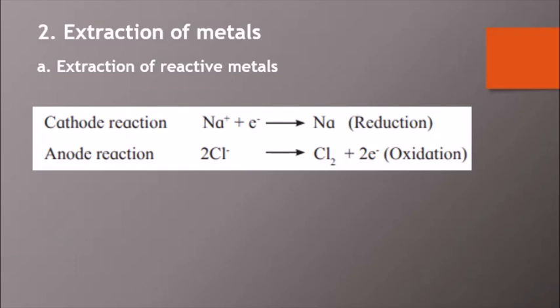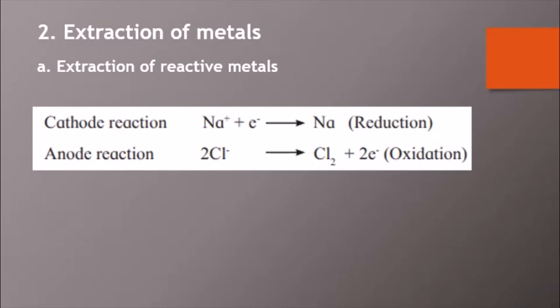If we take the example of reactive metals, they react vigorously with dilute acid and give out hydrogen gas. Next are the highly reactive metals. These highly reactive metals burn by reacting with the oxygen from the air, and their extraction has to be done by electrolytic reduction. We have learned about the electrolytic method. We know that there are two electrodes, a cathode and an anode.